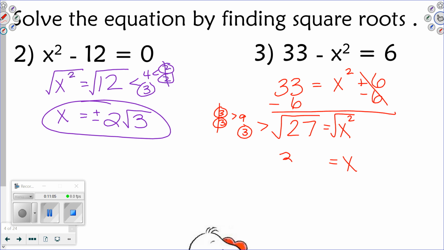Make sure you have a pair of 3s, leftover 3, and don't forget your plus minus. I've had kids on their quiz over this who should have had A's ended up with C's because they forgot their plus minus signs.